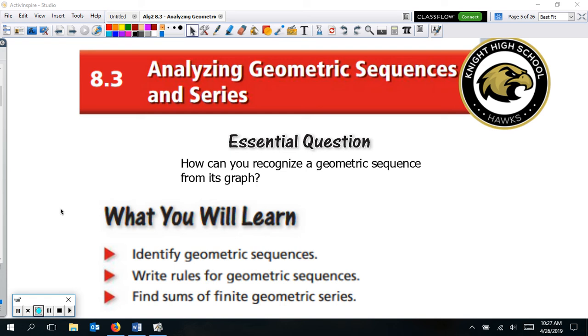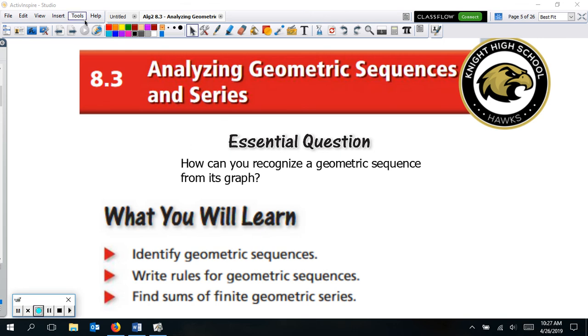So 8.3, we're going into the geometric sequences and series. We've already gone through the arithmetic ones. Those are special ones. Now the next special one is geometric sequences and series. This one has formulas for writing the rule and also for finding the sum of these finite geometric series. As you can see here, writing rules, there will be a formula for that. Finding sums, there's a formula for that.